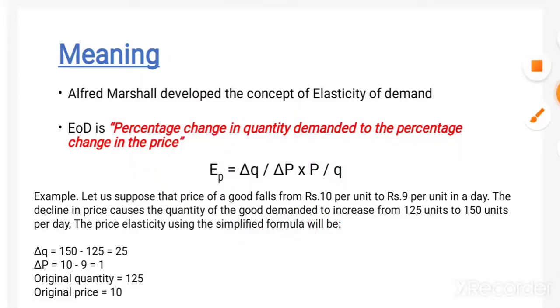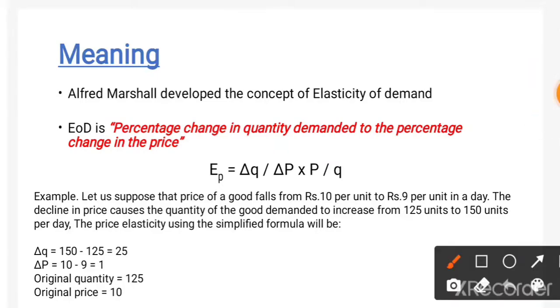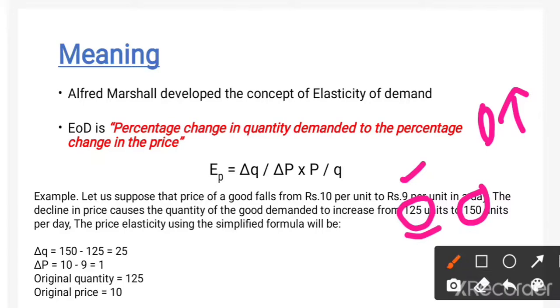Now let's put some data in this formula and try to understand it. Here is one example. Suppose the price of a good falls from rupees 10 per unit to rupees 9 per unit in a day. Initially the price was 10 rupees, and at that price you were purchasing 125 units. When the price decreases, your quantity demanded will increase, so you will purchase 150 units. So a 25 unit increase is happening here.